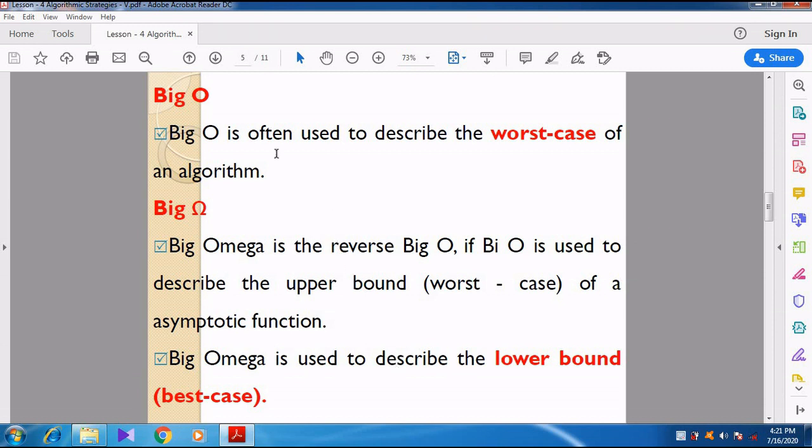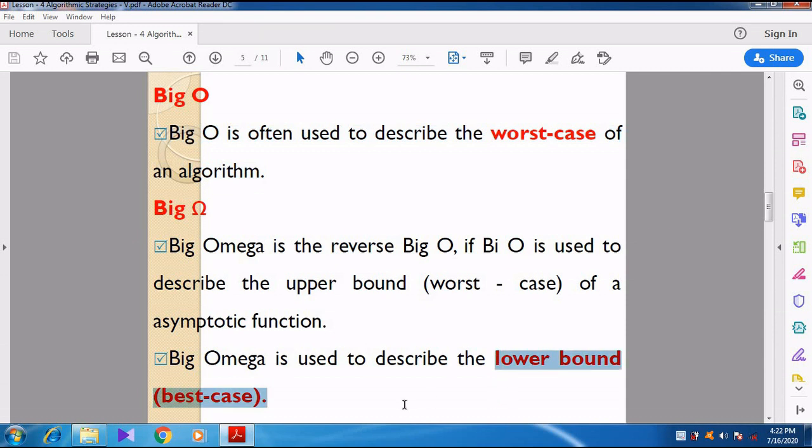What is meant by big O? Big O is often used to describe the worst case of an algorithm. This notation is used to represent how bad the worst case of an algorithm is. We are going to represent it in a mathematical manner, not in a theoretical manner. So that is big O.